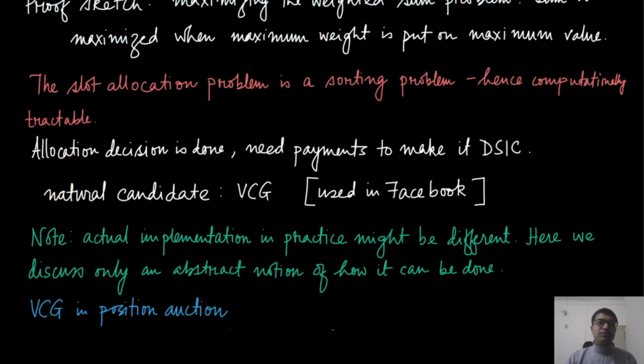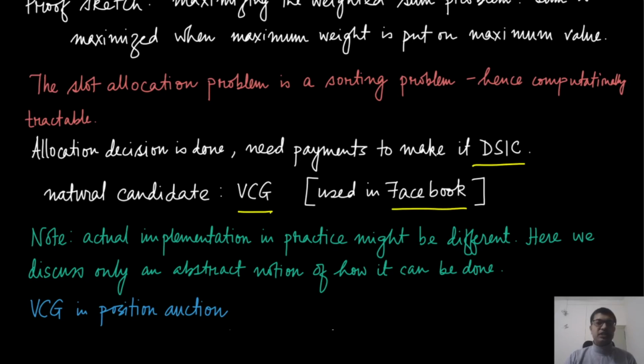Now if you look at the problem of solving this allocation, the slot allocation problem is essentially a sorting problem. You are just taking their bids, multiplying them with the rho I hats, and then just sorting. So it is computationally quite tractable. Now once the allocation decision is done, we need to define the payments, because we are actually running an auction. The very natural candidate to make it DSIC is the VCG mechanism, and indeed this is used in some of the social media platforms like Facebook.